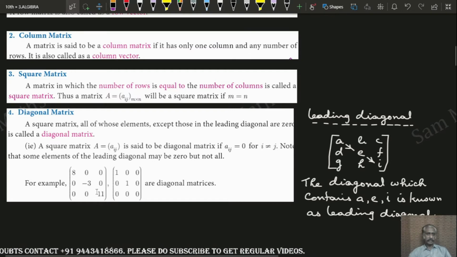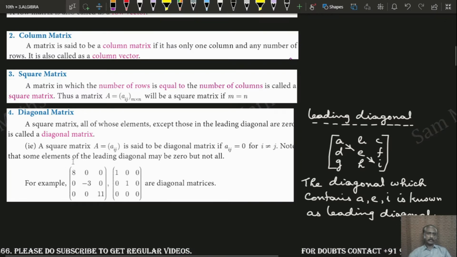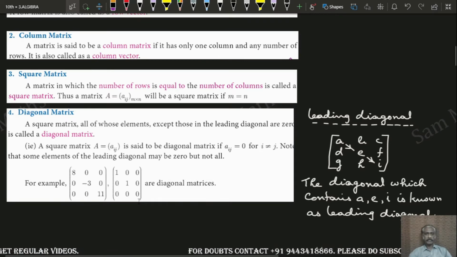The examples are given indirectly. See, in the leading diagonal, we have other than 0. So, rest of that is 0. So, in the leading diagonal, we can have even 0, no problem. The definition says, except the leading diagonal, all the entries must be 0.